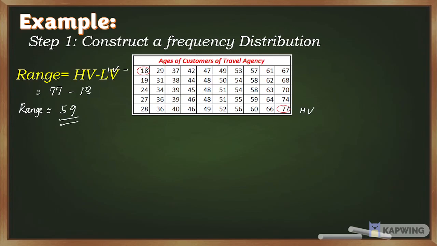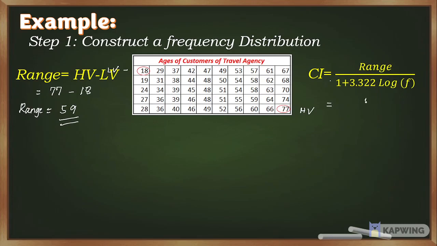So, kung meron na tayong range, we can now compute for the class interval. At ang gagamitin natin na formula is class interval is equal to range over 1 plus 3.322 log 50. Since ang ating n is equal to 50, so ang ating frequency is equal to 50 din. So, substitute lang natin.